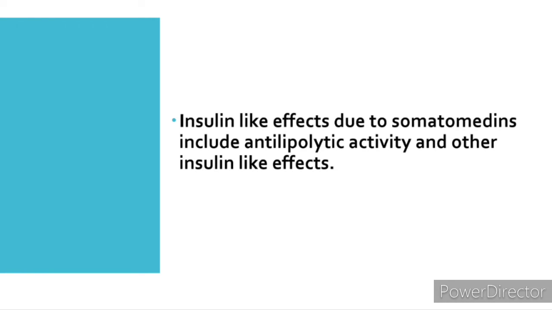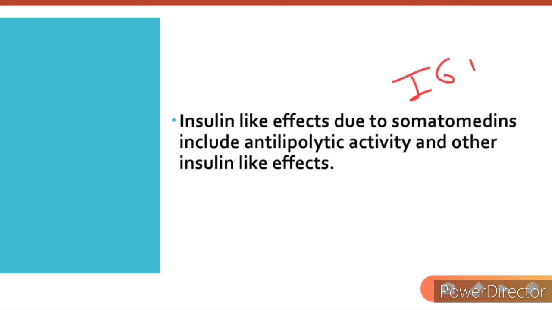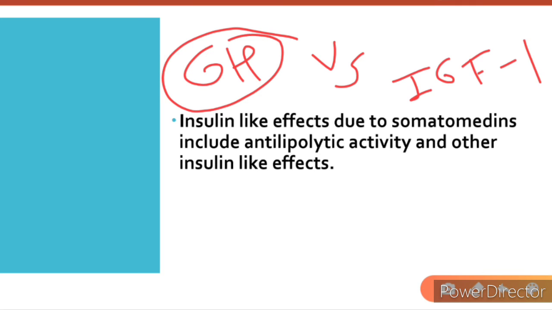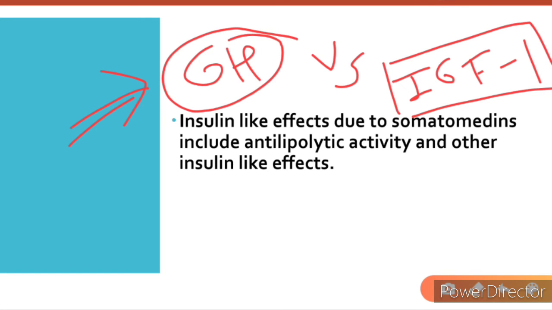Insulin-like effect is due to somatomedins, which are IGF-1. Where were we getting it from? From the liver. The liver was producing IGF-1. So they include anti-lipolytic activity. IGF-1 versus growth hormone: the action of growth hormone is anti-insulin, and the action of IGF-1, that is somatomedins, is insulin-like. So growth hormone was lipolytic, so IGF-1 will do anti-lipolytic activity and other insulin-like effects. So just remember this one equation and you can solve all these MCQs related to this very easily.